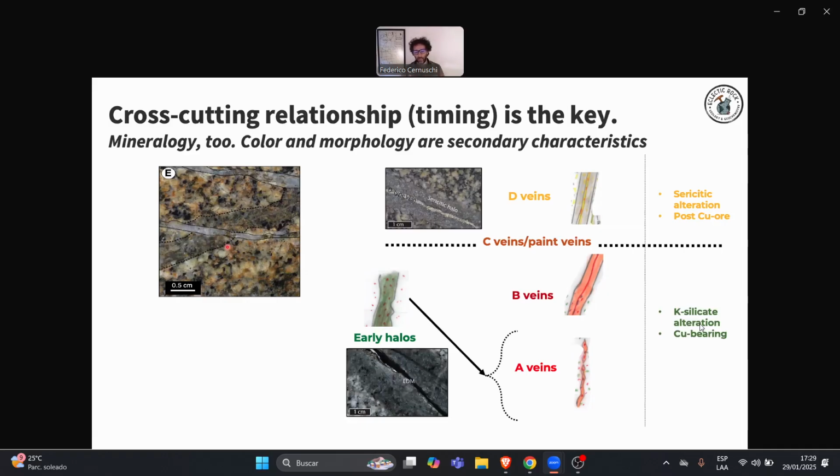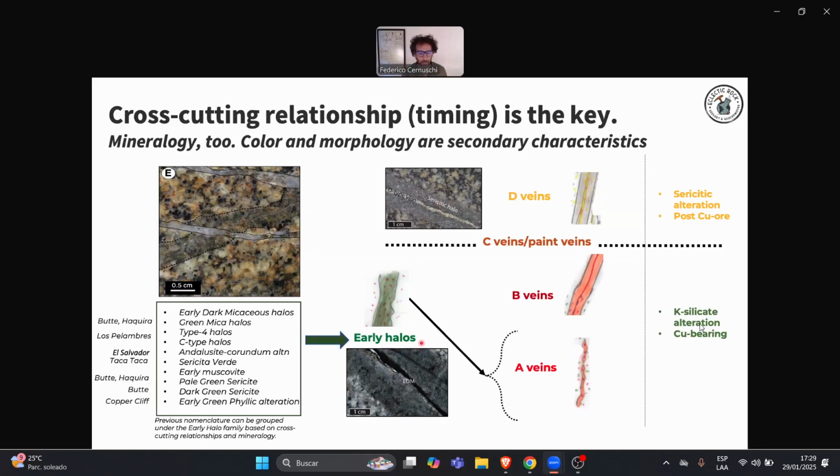Early halos have been described for a really long time. Actually, before Gustafson and Hunt put that name and nomenclature on veins, these were described by Chuck Meyer for Butte. And there has been some confusion with D veins and the sericitic halos in D veins, and that's because these are the only two types of alteration selvages without a quartz vein inside. And we'll discuss this a little bit.